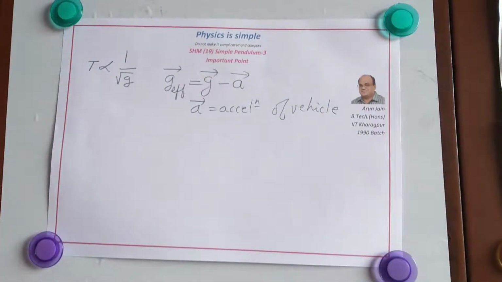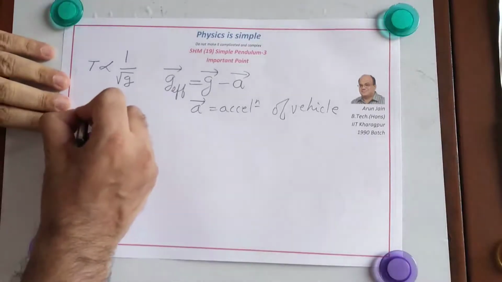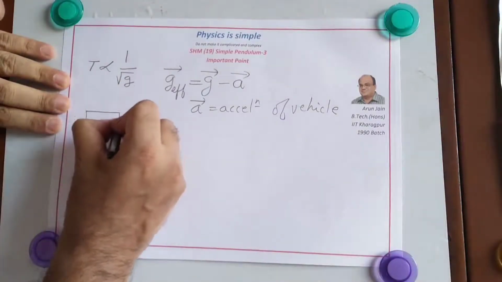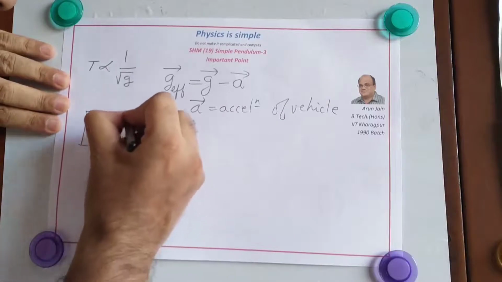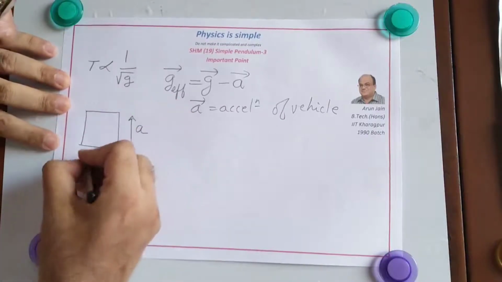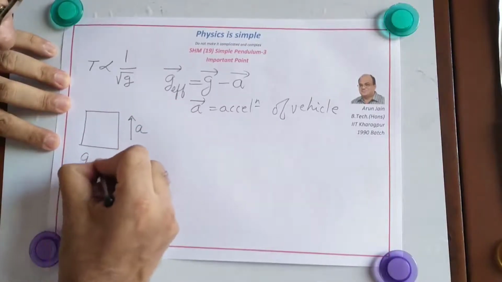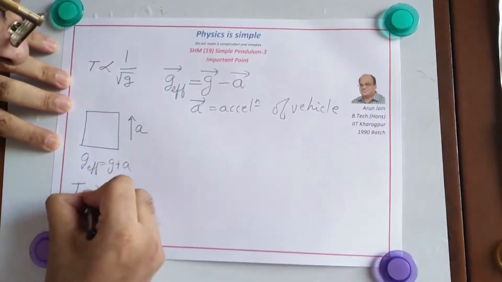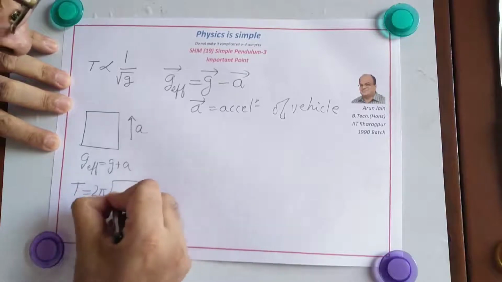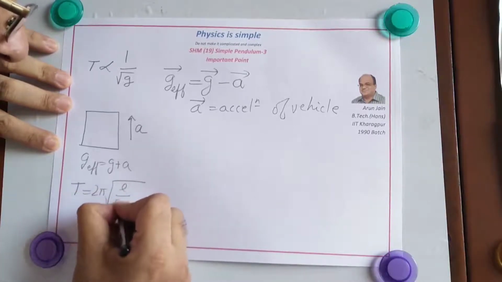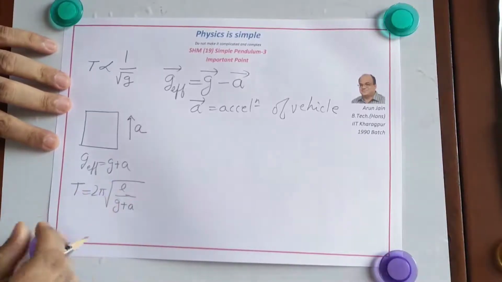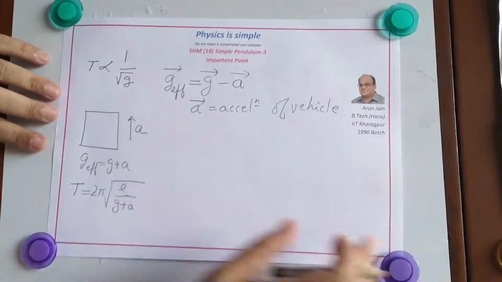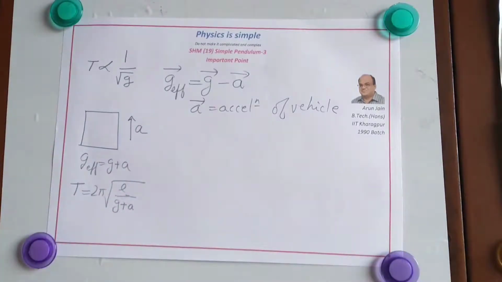So we can consider various cases. If the pendulum is in a lift and the lift is accelerating upwards, then g effective is g plus a. Time period will become 2 pi root over L by g plus a. So basically time period will decrease in this case. The pendulum will oscillate faster.